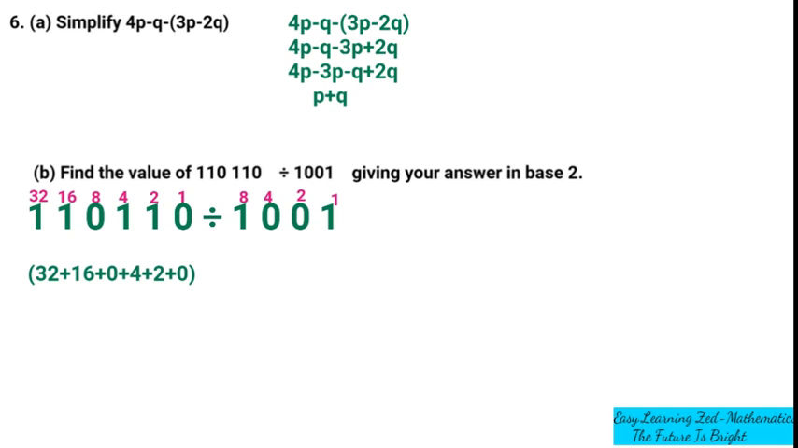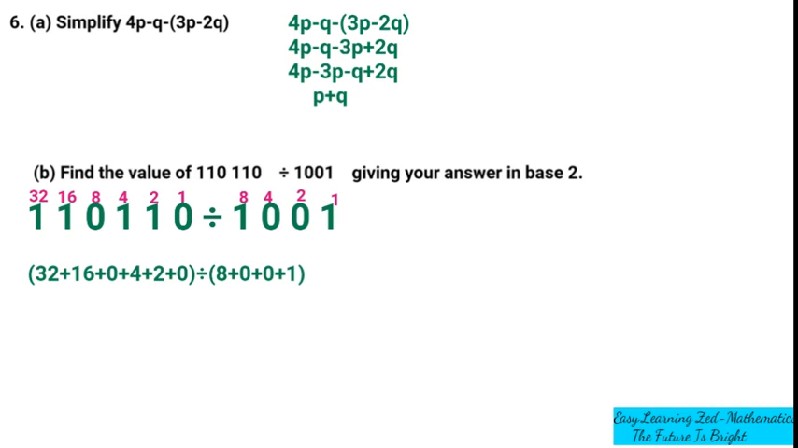Plus 4 multiplied by 0 will give us 0. Plus 2 multiplied by 0 will give us 0. 1 multiplied by 1 will give us 1. Remember, the products of these, you need to add them. Then the sum you get, that is the number in base 10.